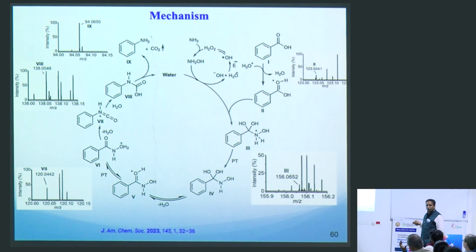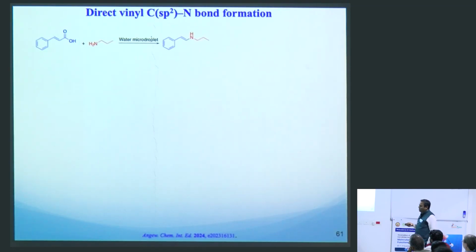which goes through Lossen rearrangement. During 12th class, I hope you studied the Lossen rearrangement. So, further Lossen rearrangement, and then it leaves carbon dioxide, and one can get the aniline. So that's what happens. All the intermediates have been cleanly proved by using mass spec analysis. And there I showed carbon-nitrogen bond formation with an aryl system.